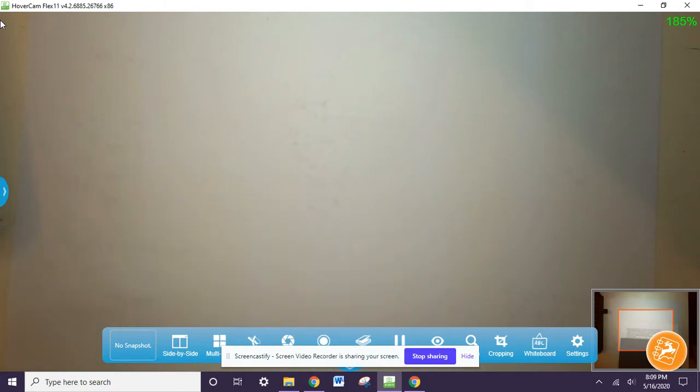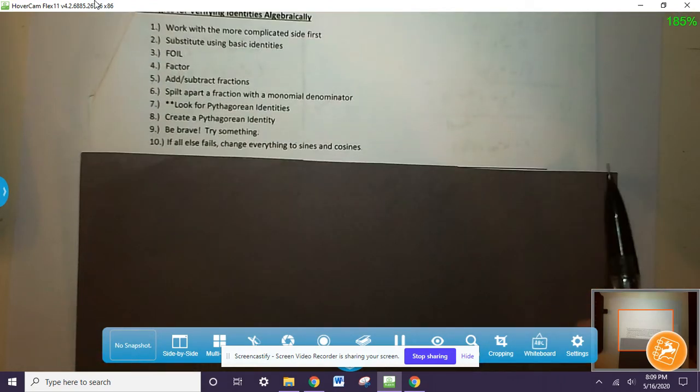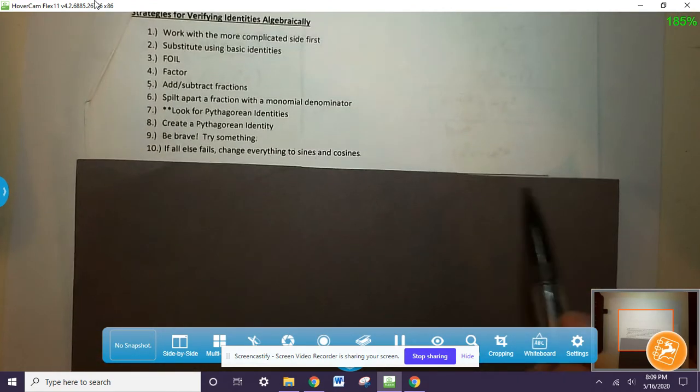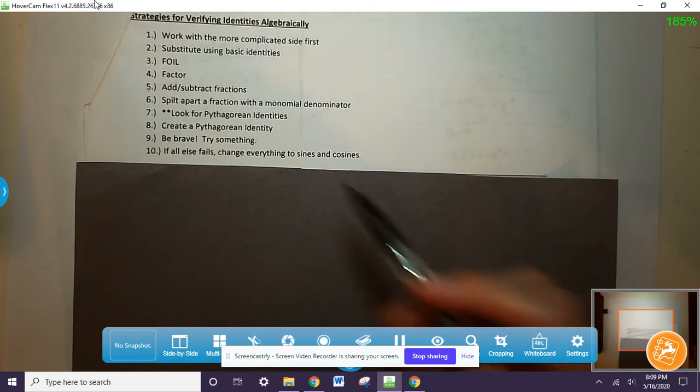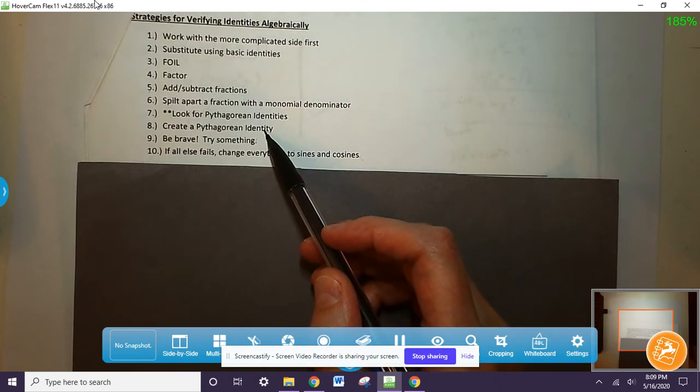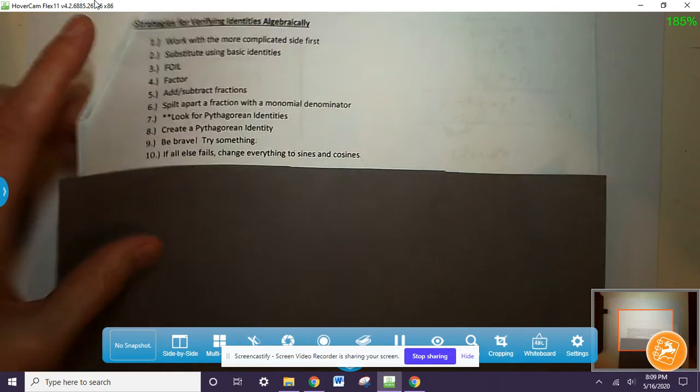All right, let's get into today's lesson. So what we're going to do is we're going to do one more verify algebraically, showing all the steps, and that's going to be using a strategy we haven't used before. So we're going to create a Pythagorean identity. And here's the problem we're going to try.